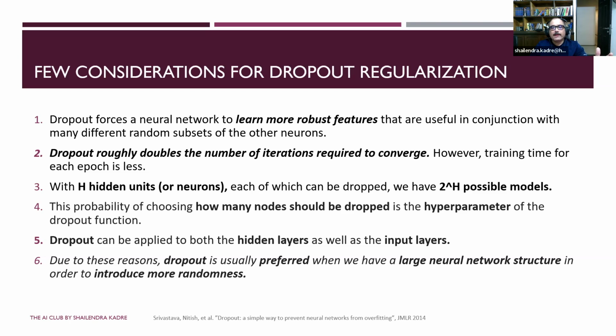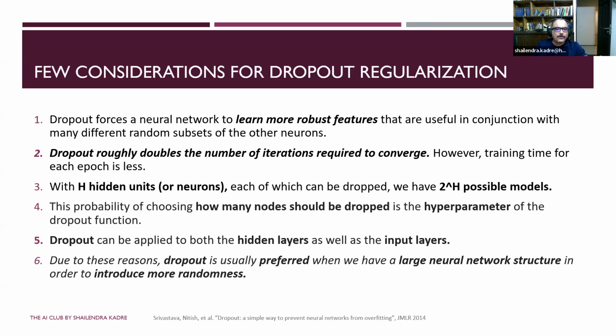However, the training time for each epoch is less. Why is it less? Can someone tell? With dropout, the training time for each epoch is less compared to the fully connected model. Why is it so? Sir, because we do not have to calculate weights and biases for certain neurons. Yes, it is simply because you have a simpler model. With a simpler model, the training time will also be less. That is point number 2.